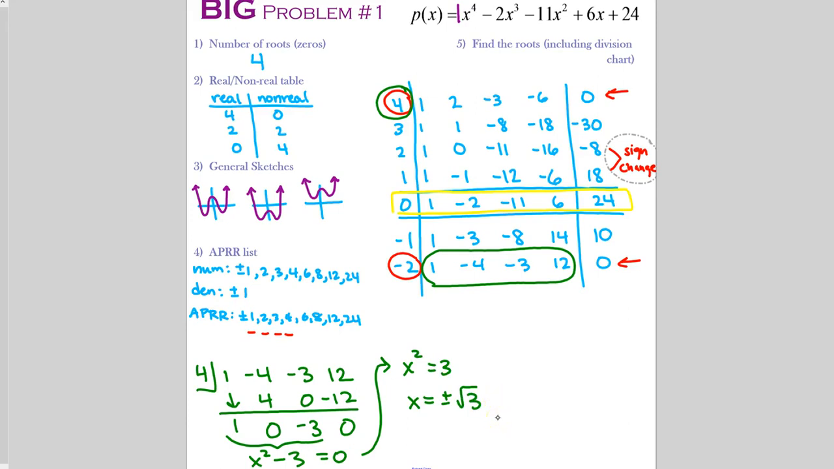Now remember earlier when we had the sign change, I said that means that there's going to be a root that falls between 1 and 2. Well, square root 3 is approximately 1.7, so it's the root that falls between 1 and 2. Okay, so all together then, we have our 4 roots. We have x equals 4, negative 2, and plus or minus square root 3. So we're ready to graph.